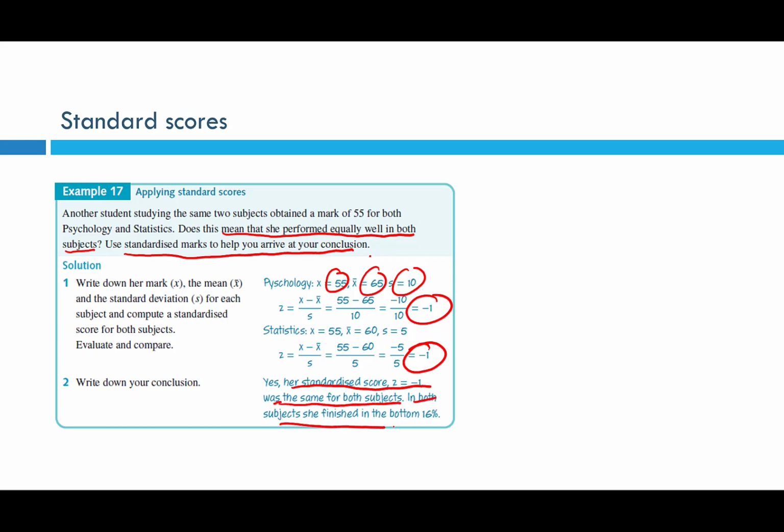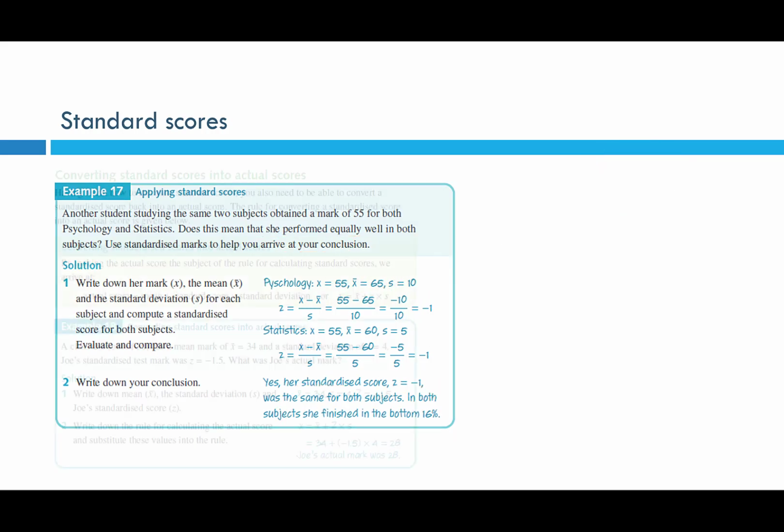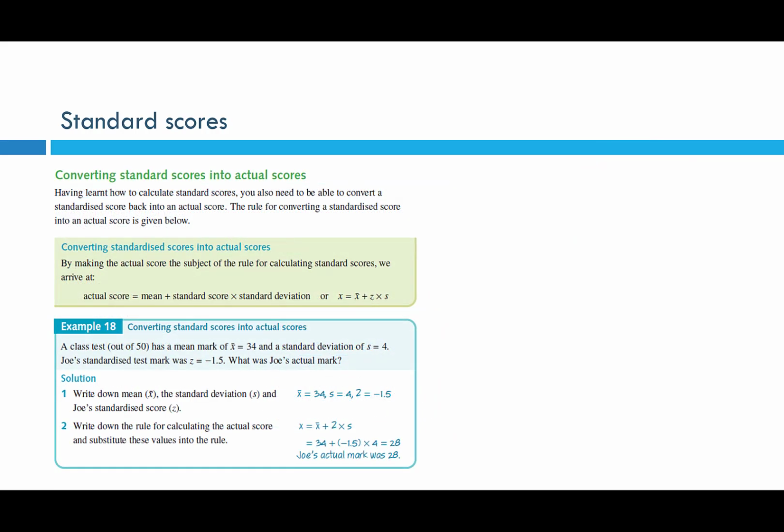In both subjects, she finished in the bottom 16%. Why the bottom 16%? 1 standard deviation below the mean. The mean is here. Within 1 standard deviation of the mean, 68% of people were in this range. Remember that normal curve? 16% in here. She was here, 1 below, meaning the bottom 16%. And that's all it is. It's very, very simple.